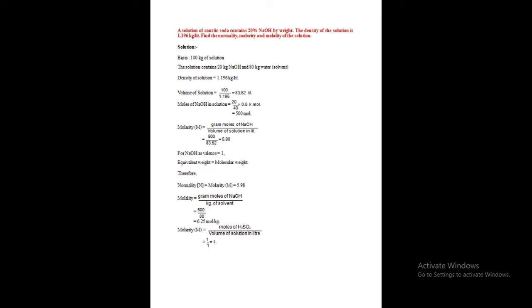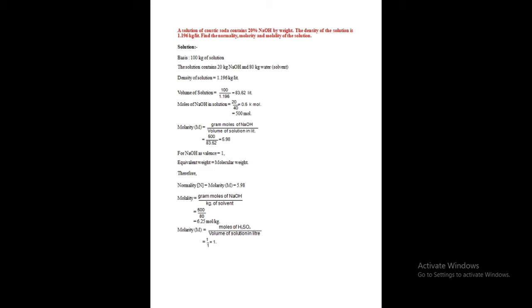Density of the solution is given, 1.196 kg per liter. So find out the volume of the solution. Density formula is weight divided by volume. Here density is given and weight is given. So density of solution is equal to weight of solution divided by volume of solution. From the expression, volume of solution is equal to weight of the solution divided by density of the solution.